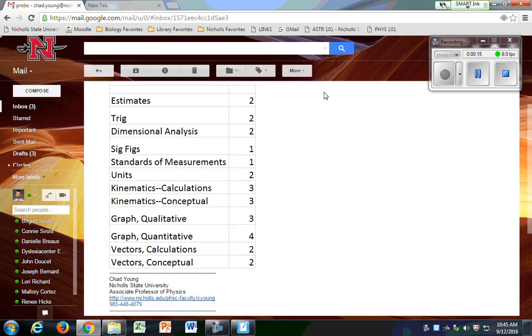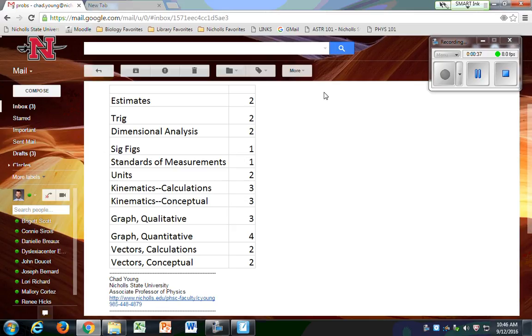Dimensional analysis, you have two questions. One question for significant figures, one for standards of measurements, two for units. That means conversion of units. You have one without powers and one with powers. Kinematics, you have three calculation type word problems. And then you have three conceptual problems, like we had on the concept test. I uploaded that from the website.